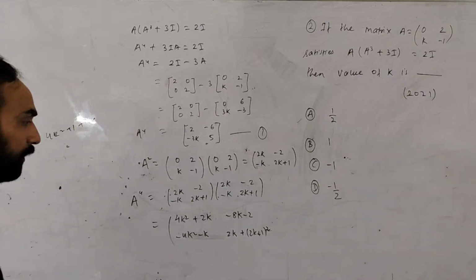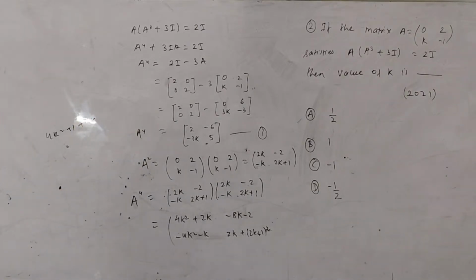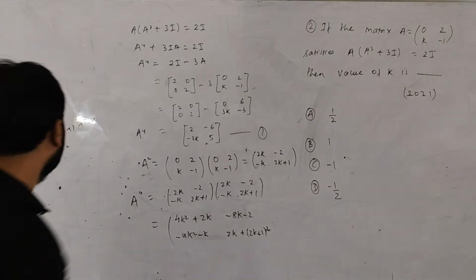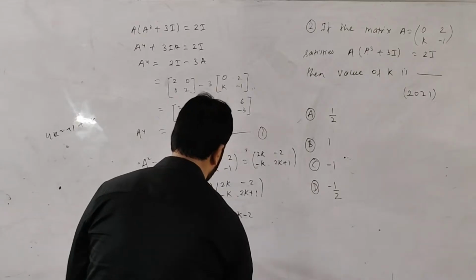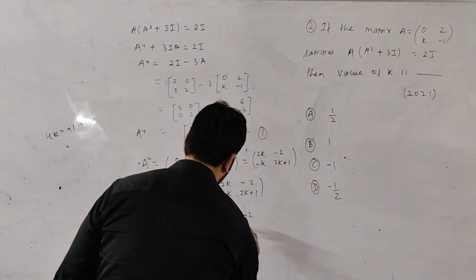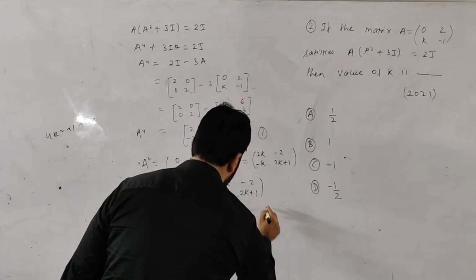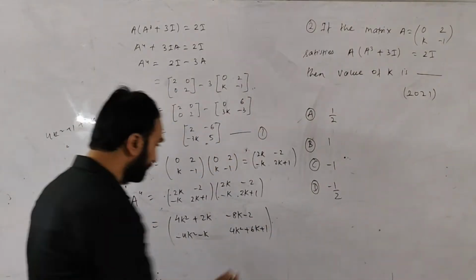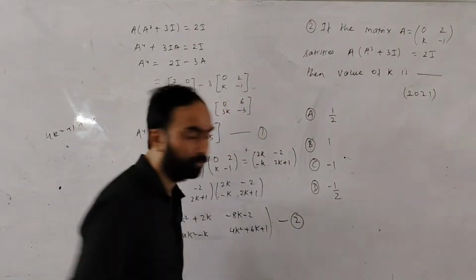So this will become how much? 4k square plus 6k plus 1. Okay, 4k square and this will be, so directly I am writing it as 4k square plus 6k plus 1. Right? Now this is a to the power 4. This is a to the power 4 we have.